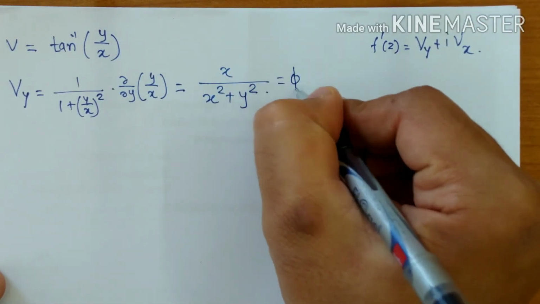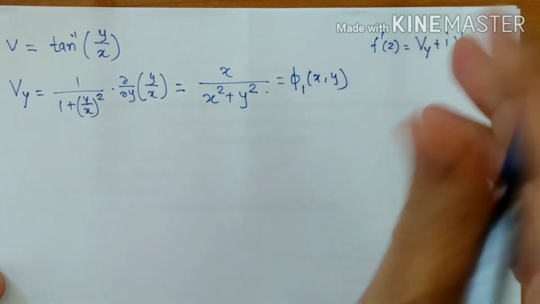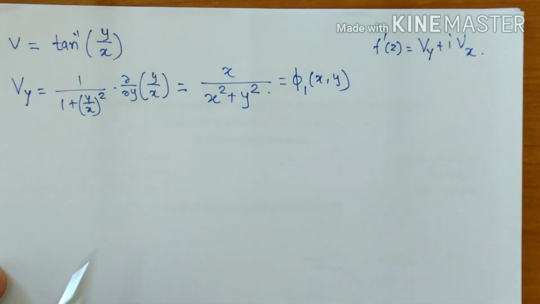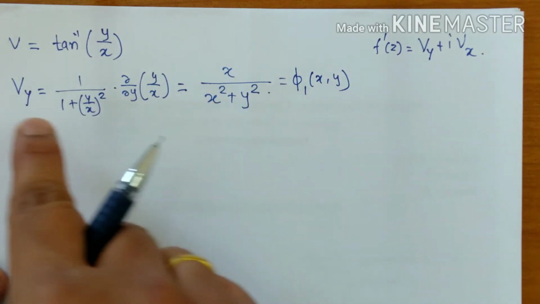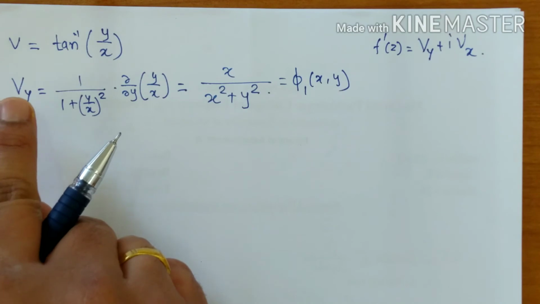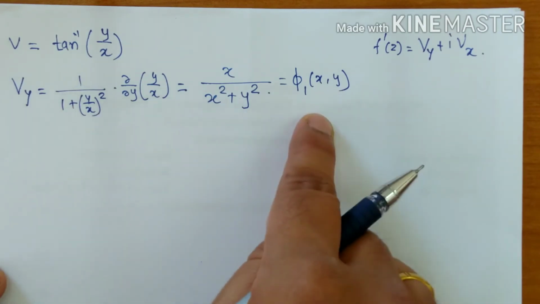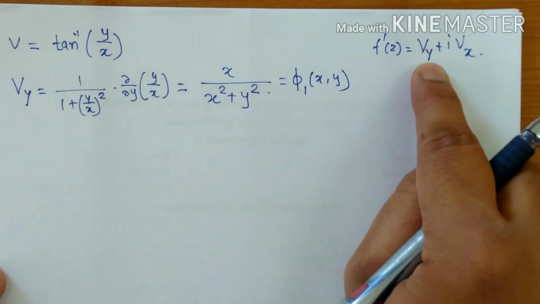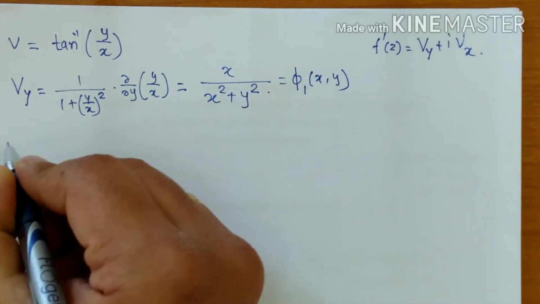We call this phi 1 of x comma y. See, in case u is given, we call ux, that is partial derivative of u with respect to x, as phi 1. And here we are calling the partial derivative of v with respect to y as phi 1. So that's the difference, because the first term here expected is vy.